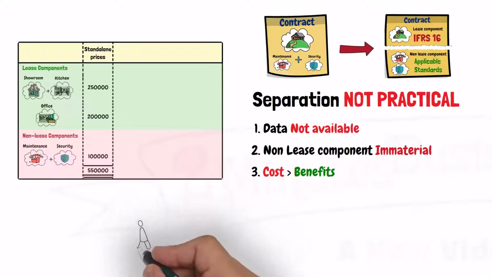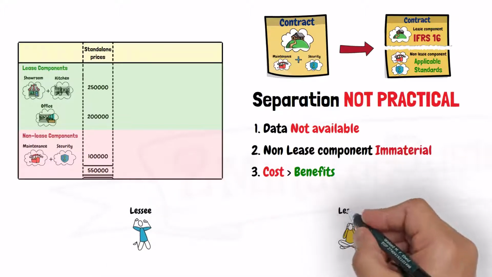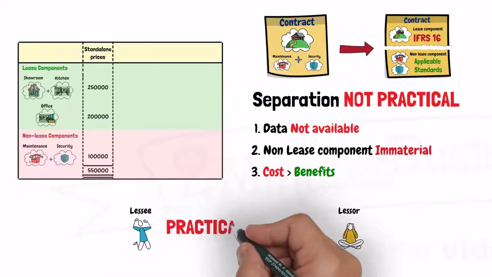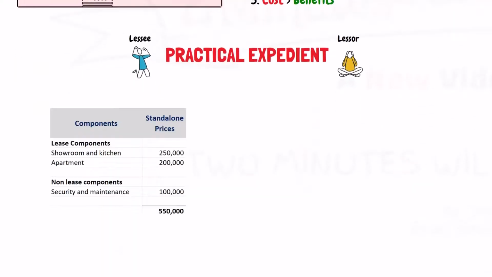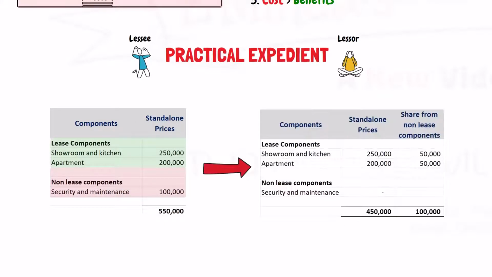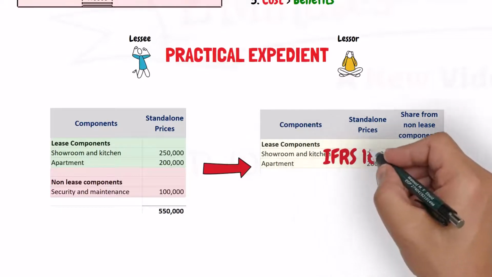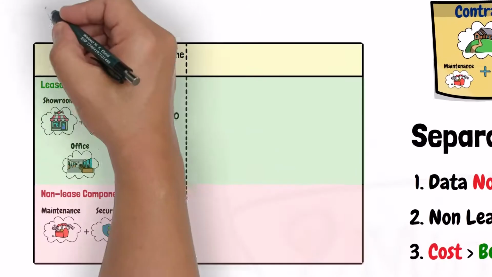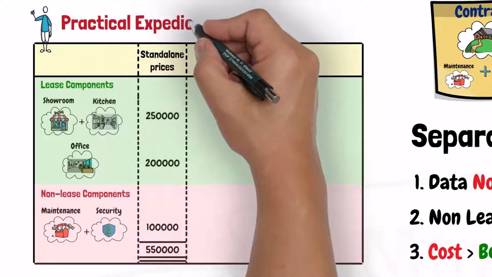So IFRS 16 here gives the lessee, and not the lessor, an option to apply a practical expedient. With this practical expedient, the lessee can elect to account for the lease component and the related non-lease components as a single component, and account for this component using IFRS 16. So back to our example, and let us assume that the lessee elects to apply the practical expedient.